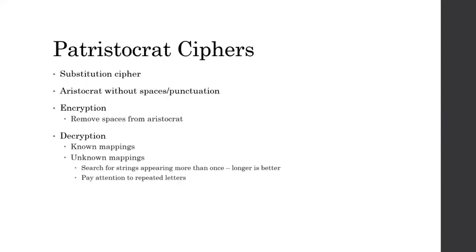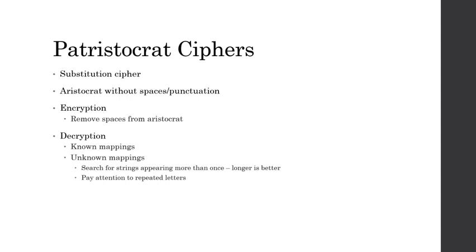Now, if you don't know the mappings, some rules or techniques from the aristocrats still hold over, but not particularly well. Instead, what you want to focus on with patristocrats is to search for strings that appear more than once, and the longer the better. You search for strings appearing more than once, and the longer the better, because a longer string is less likely to be a coincidence.